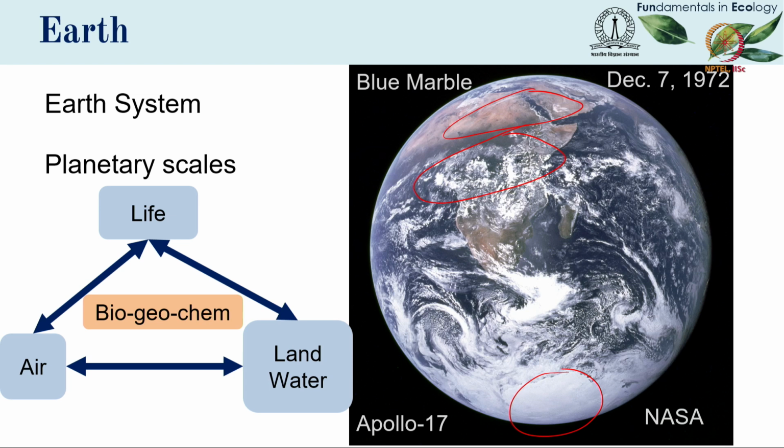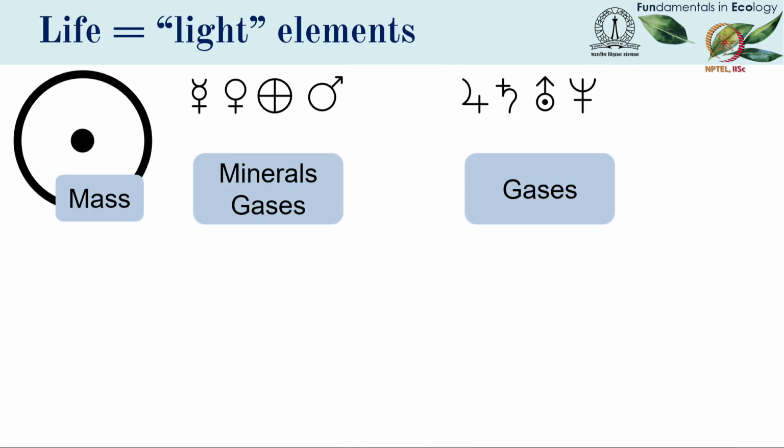Now, what we are interested in today is to study the properties of life as it relates to the land and water, as it relates to the air, and then the connections between these 3, which allows us to call it bio, geo, and chemistry. So bio is the properties of the living organisms, geology is the template provided by the planet, and chemistry is the reactions that happen to make everybody who they are.